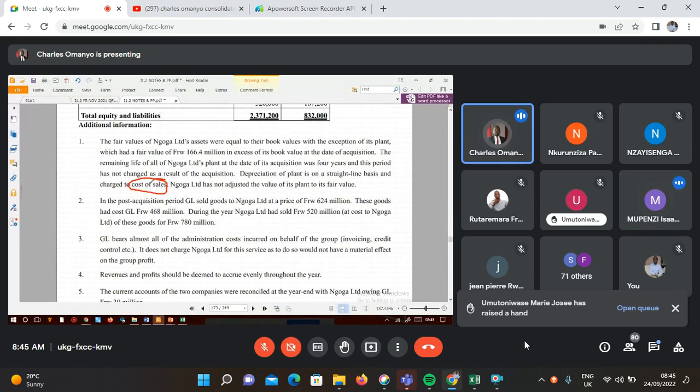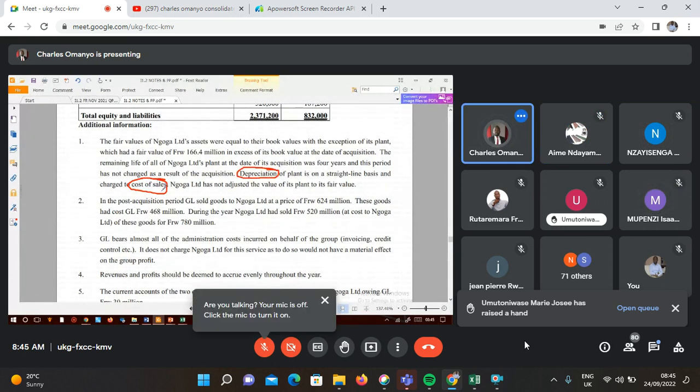Cost of sales is found in the income statement. Of that, depreciation is charged to the cost of sales. We will take it to the cost of sales, so it affects the income statement we are preparing. Ngonga's plant has not been adjusted, therefore we need to adjust the value of its plant to its fair value.